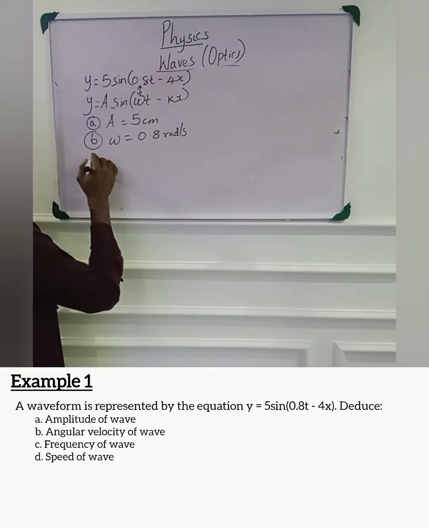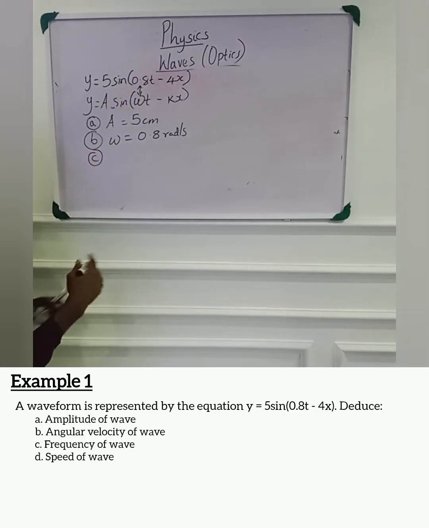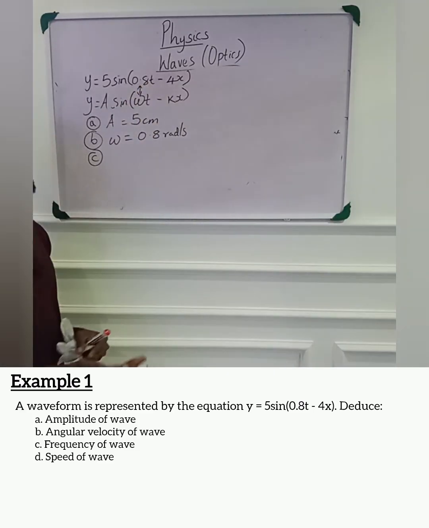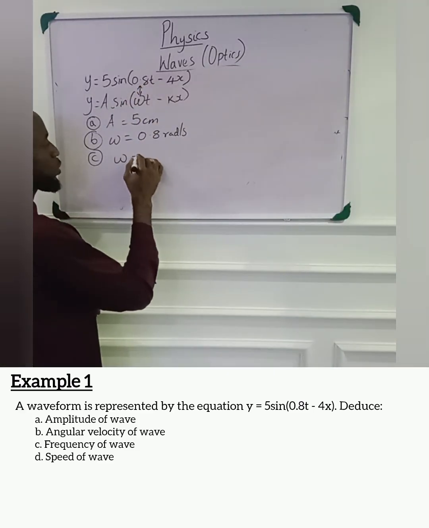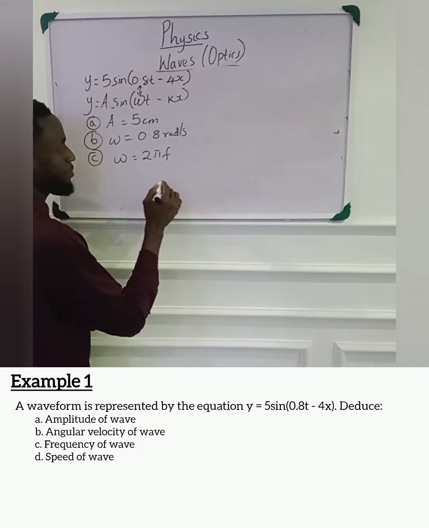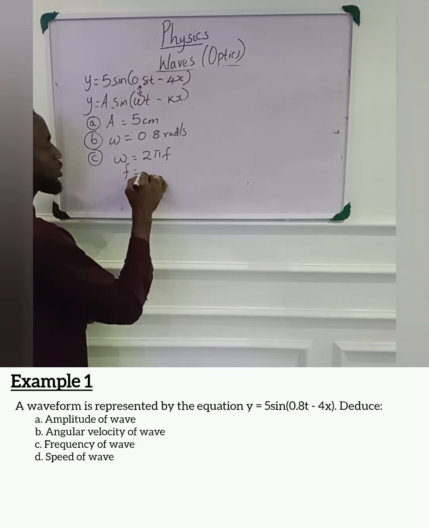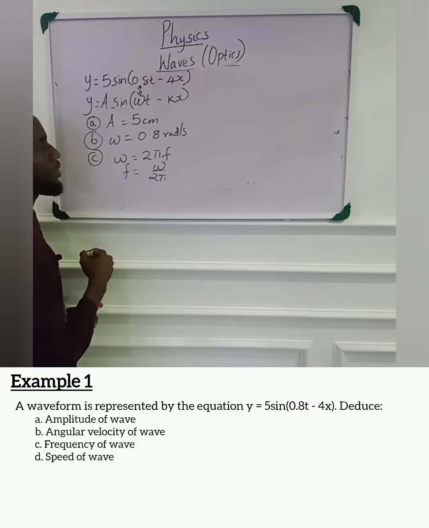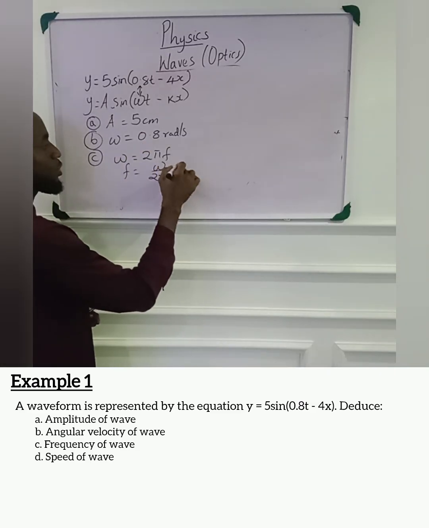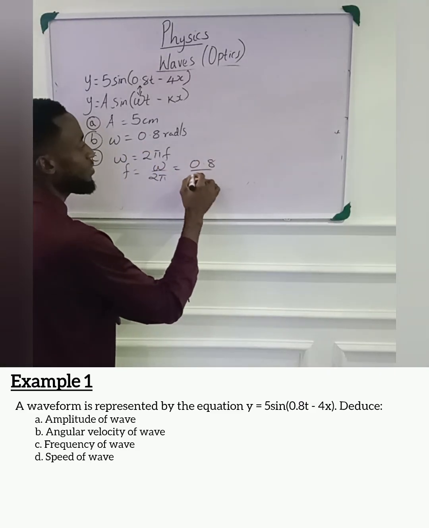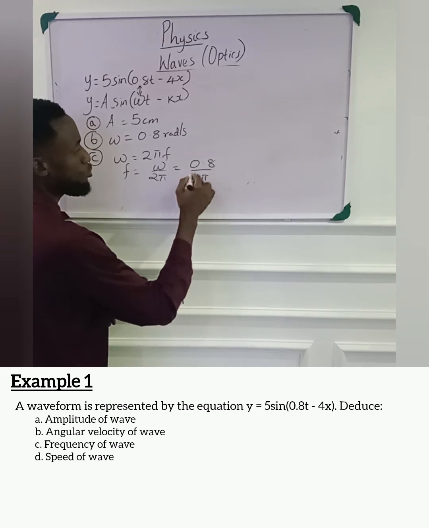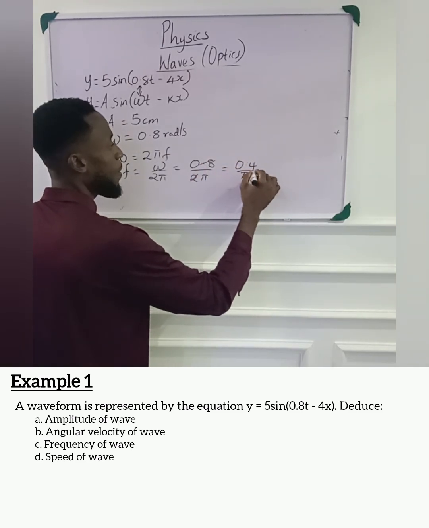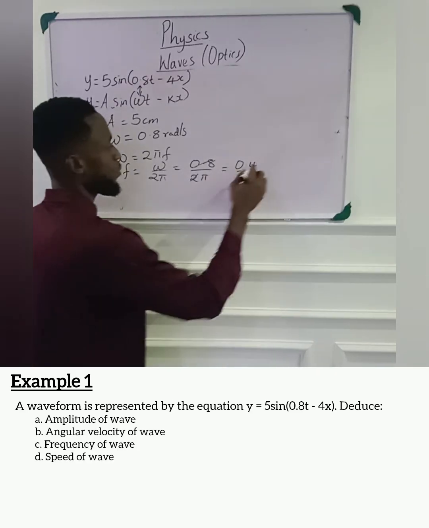Third, they ask for frequency. Now when you already have known what angular velocity is, you need not look here any longer. Remind yourself that omega was supposed to be 2 pi f, which means if you try making frequency subject to the formula, it will be omega over 2 pi. So that means your omega is already found to be 0.8 divided by 2 pi. So if 2 goes into 0.8, your answer becomes 0.4 over pi. And what's the unit of frequency?